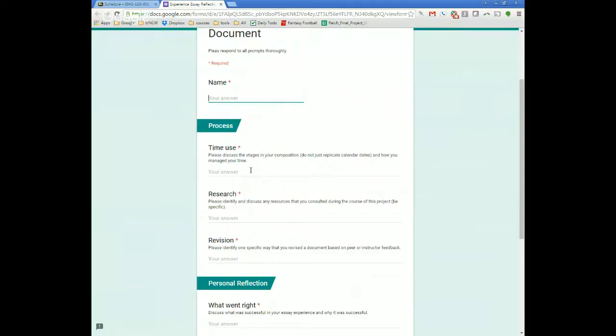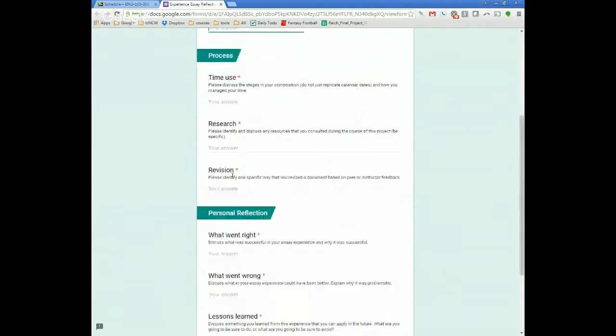Essentially I don't need calendar dates, but I'd like to know how your process unfolded, if there were times you couldn't work on it, if everything was crunched together. It helps you identify your workflow, and it also helps me figure out how to manage that as well. Research: please identify and discuss any resources that you consulted during the course of this project. Be specific. Some of the things we all read together, you don't really need to add that, but I do use this if people are consulting other sources that turn out to be helpful. It does help me understand what other resources are out there.